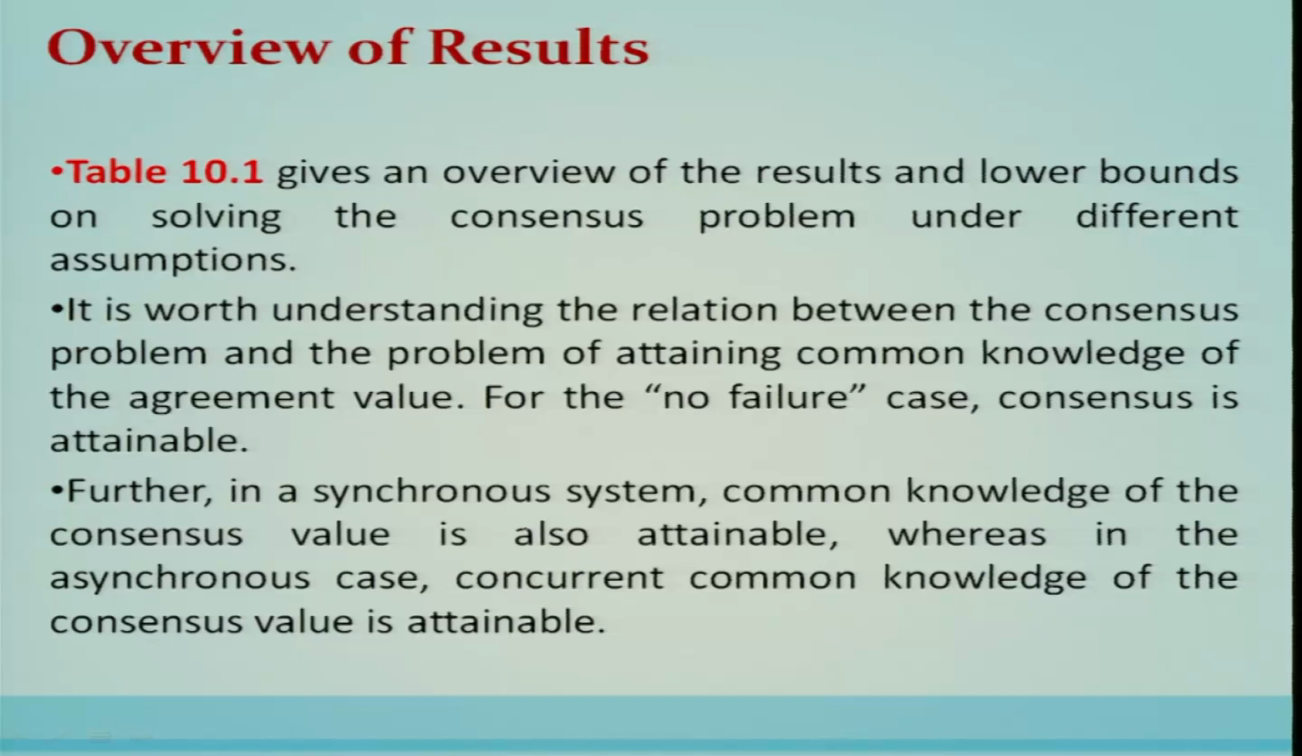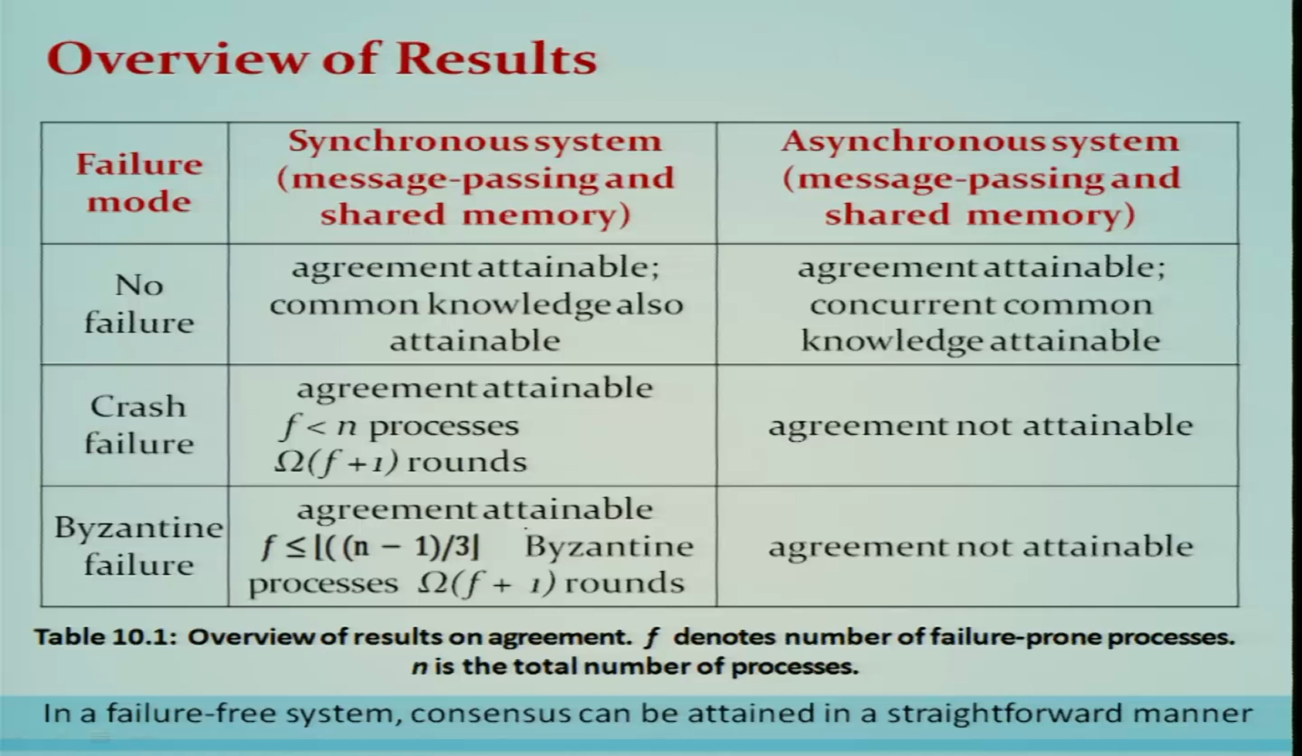So, an overview of the results. The following table gives an overview of the results and the lower bounds on solving the consensus problem under different assumptions. It is worth understanding the relation between the consensus problem and the problem of attaining common knowledge of the agreement value. For the no failure case, consensus is attainable, as we will see in the next table. Further, in the synchronous system, common knowledge of the consensus value is also attainable, whereas in the asynchronous case, concurrent common knowledge of the consensus is attainable in the no fault situation, that we can see in this figure.